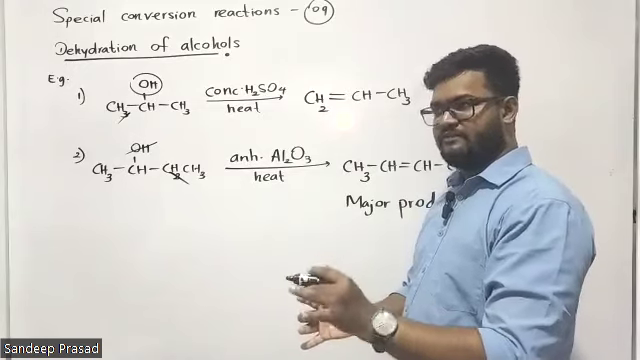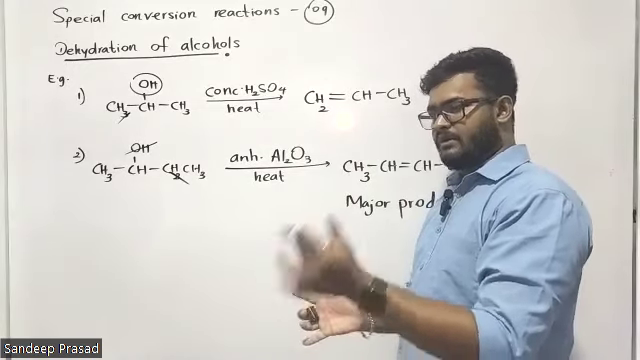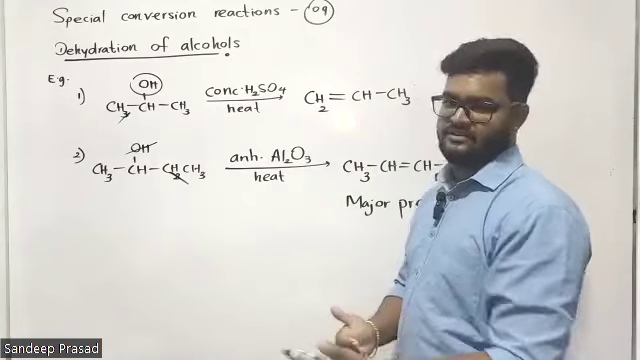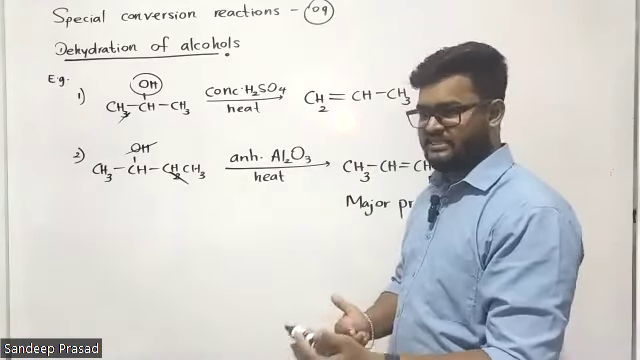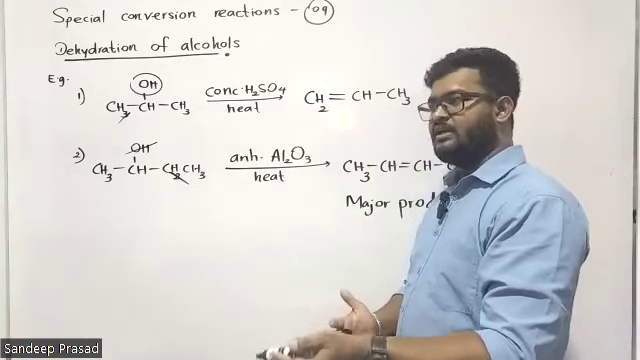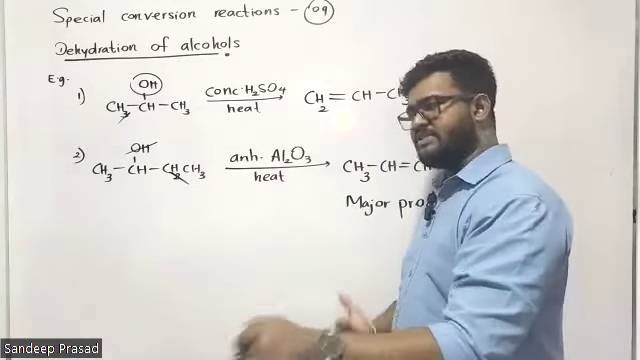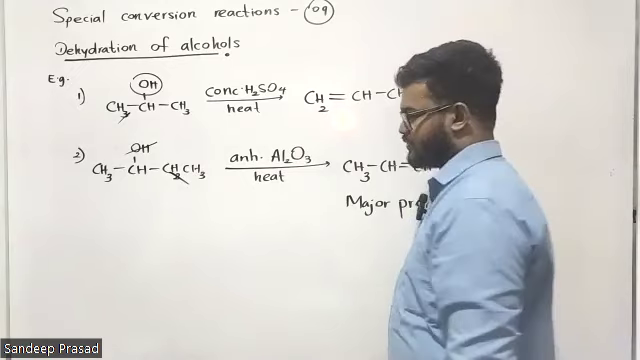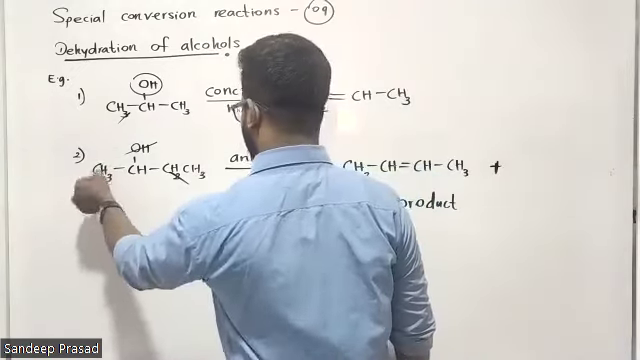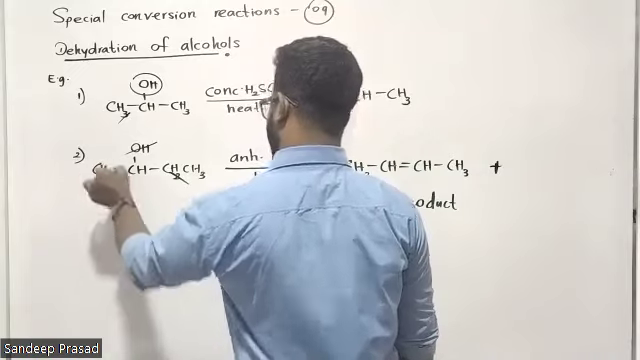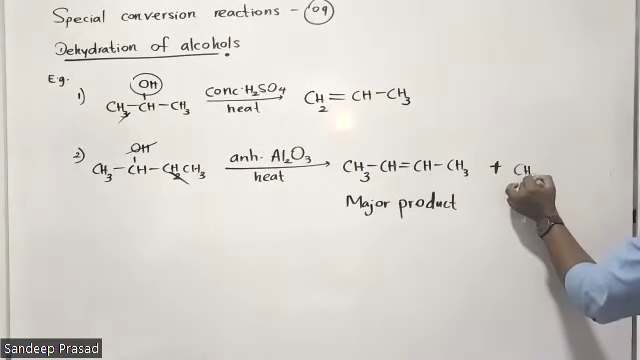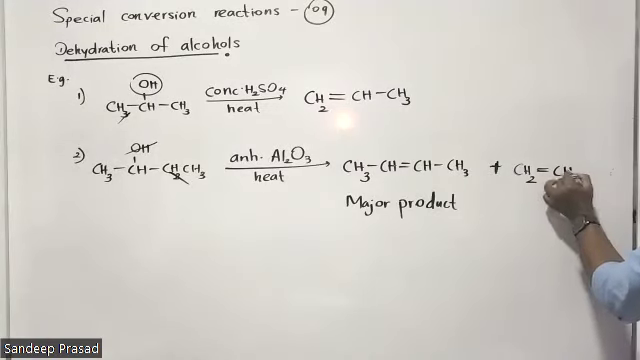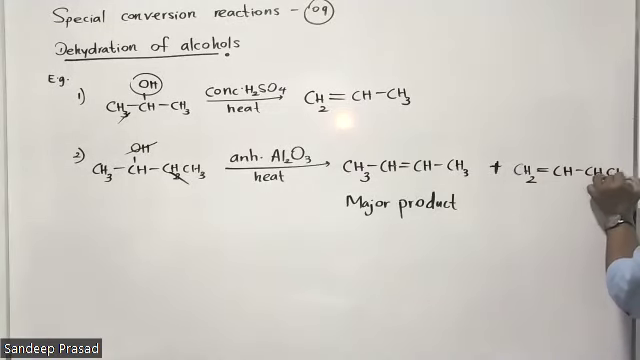In that case, we have the anti-Markovnikov rule, but we don't have a theory like anti-Zaitsev. But in general, if it is not following the Zaitsev rule and doing the opposite thing, it is definitely anti-Zaitsev. Therefore, hydrogen is eliminating with the carbon atom which is rich with hydrogen. Then we have the minor product CH2=CH-CH2-CH3.